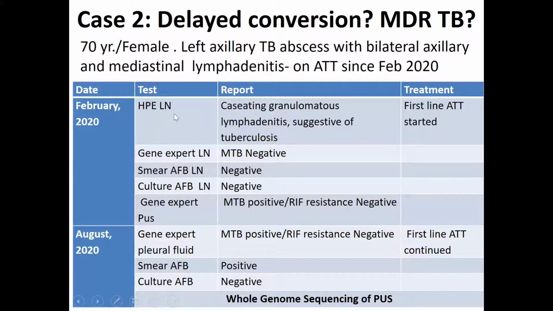February, the lymph node was excised. Histopathology showed classical granulomatous lymphadenitis, caseating granulomatous lymphadenitis, suggestive of tuberculosis. First line ATT was started.